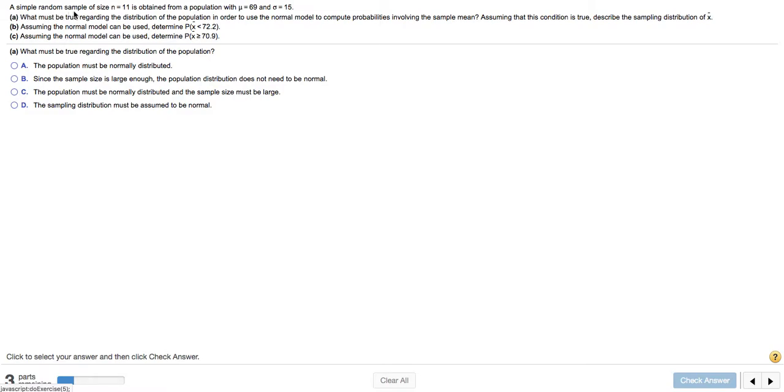A simple random sample of size n equals 11 is obtained from a population with a mean of 69 and a standard deviation of 15. For part A, what must be true regarding the distribution of the original population?